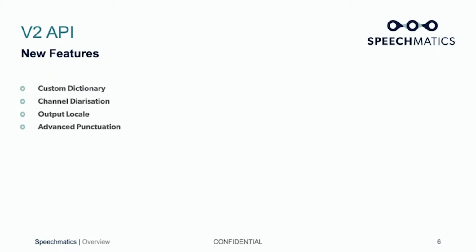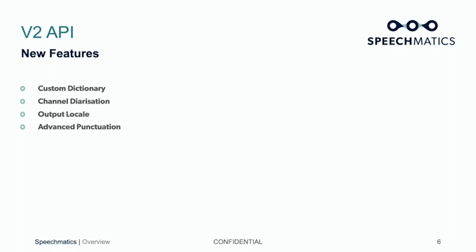And because now we have a single global English model, some customers do want to have different output spellings, like US or British English spellings. So we have the ability to do that through an output locale setting. So you can get spellings that are relevant to your region through that. And coming soon, we will have an advanced punctuation feature, which basically gives a richer set of punctuation marks. So things like commas, exclamation marks, question marks, on top of the full stops that you're already used to.